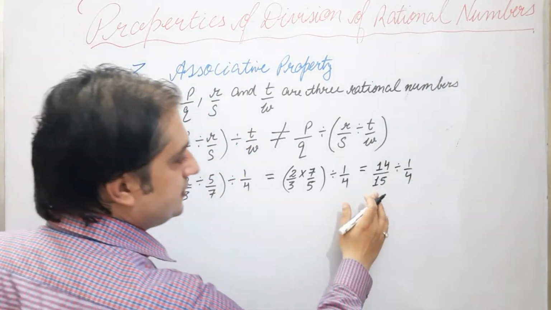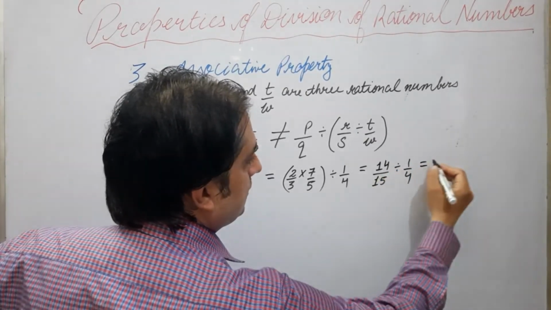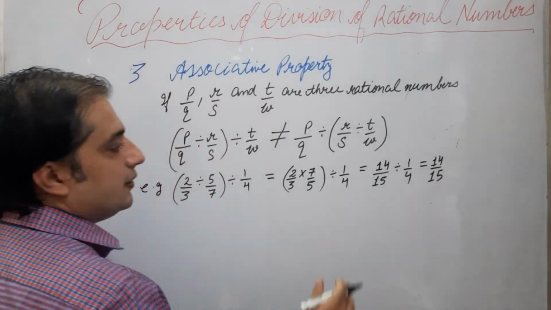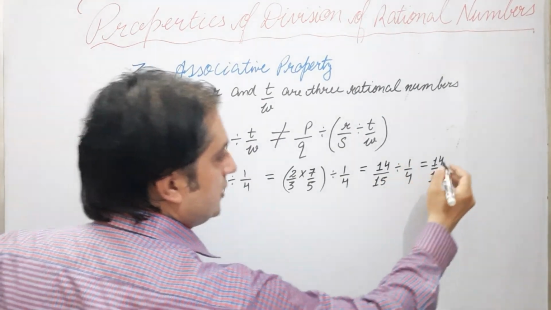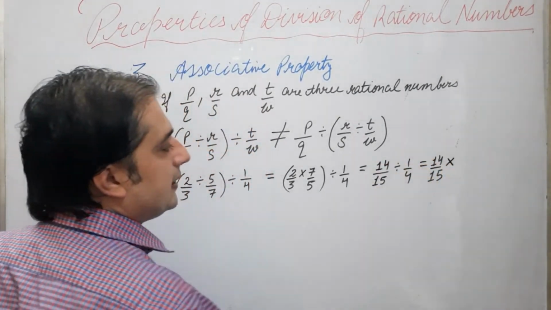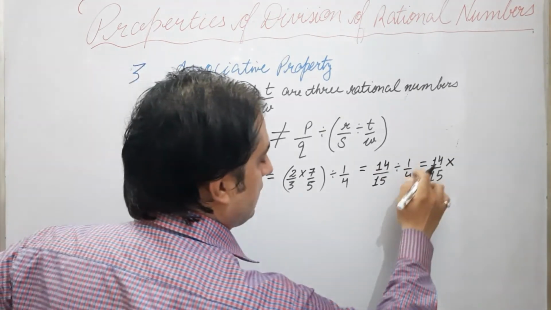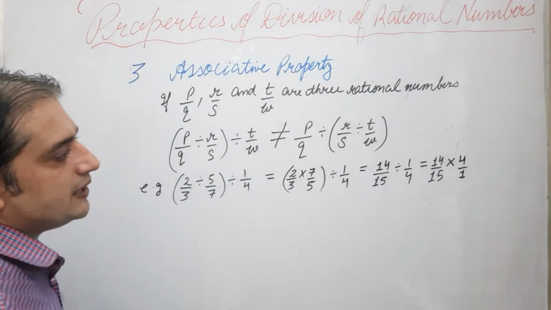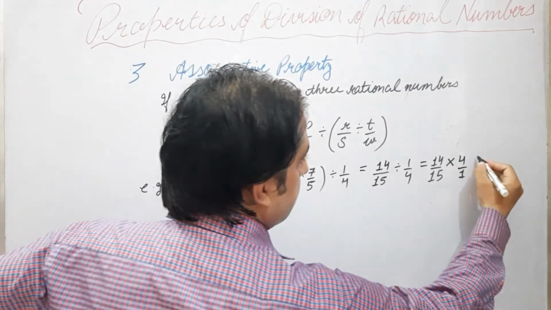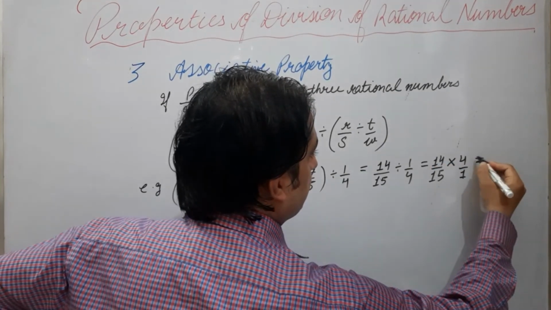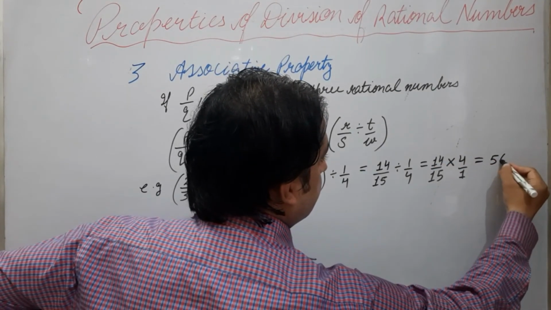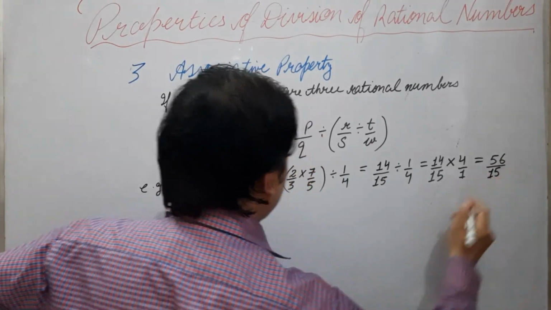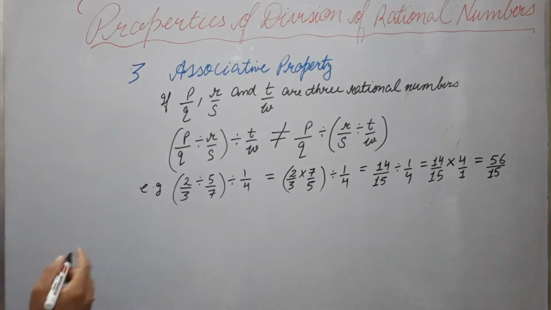Now again there are two rational numbers. To solve this, you take 14 by 15 as it is, and instead of dividing by 1 by 4, you just multiply it with the multiplicative inverse of the divisor. The divisor is 1 by 4, so you change the positions of the numerator and the denominator. So this is 14 4s are 56, and 15 ones are 15. So this is the division of the three rational numbers. This is the first case.